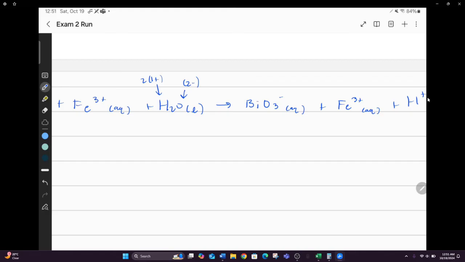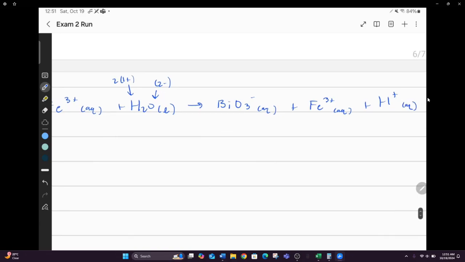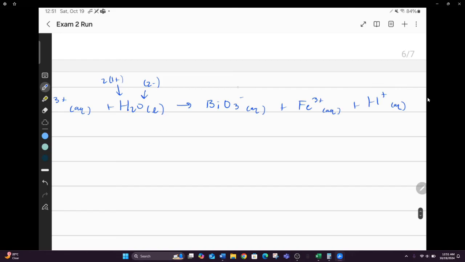Again, this is determining oxidation numbers. Basically, you want all your oxidation numbers to sum up to the charge of the element or the molecule that you're looking at. Because oxygen is normally 2 minus, H has to be 1 plus each. In BiO3 minus, our oxygens are all minus 2. There's 3 of them. To get it all to a minus 1, we know that this has to be 5 plus. Fe is 3 plus, H is plus.